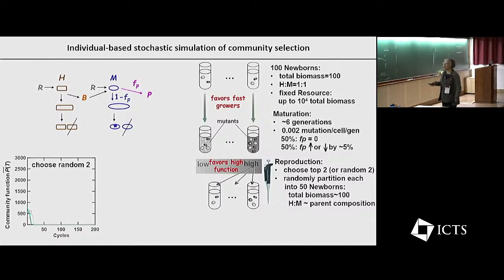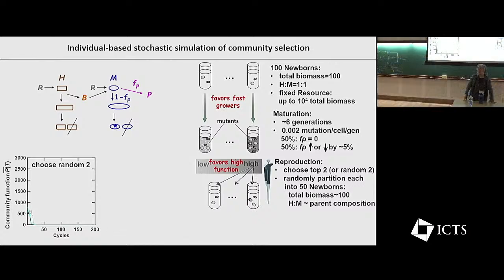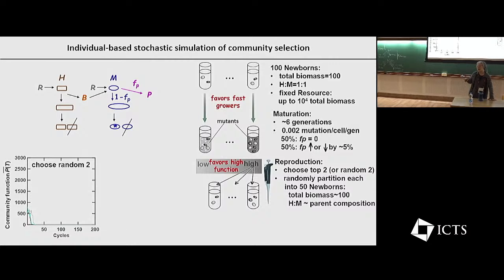And so if we choose random two, what we saw is that community function very quickly goes to zero. So why is that? That's right. There's no community level selection, only individual level selection. And the individual level selection will favor the fastest growing individuals that make no product. So that's why it quickly went to zero.